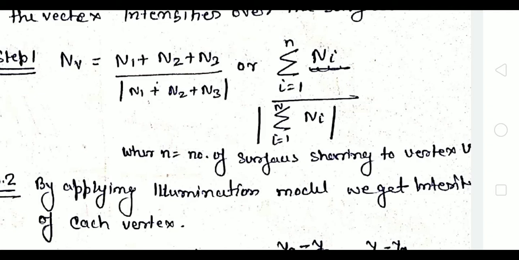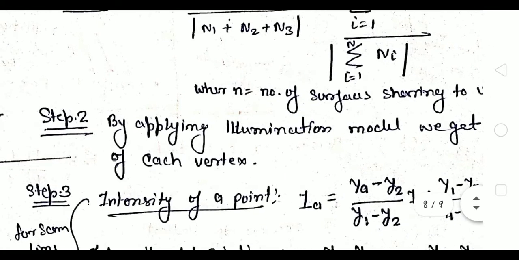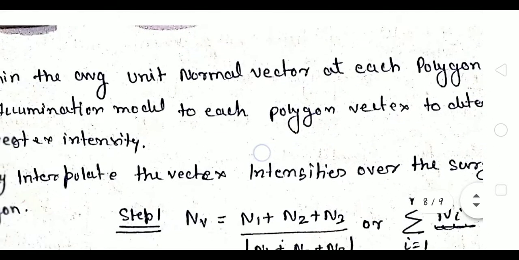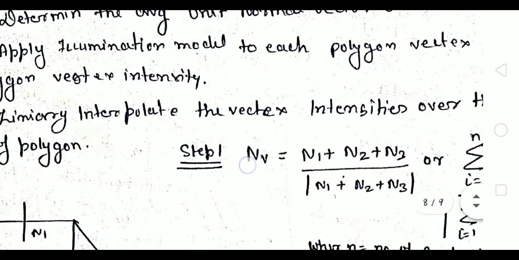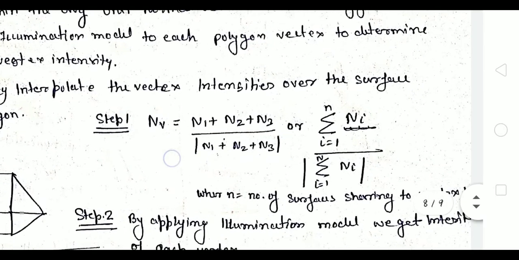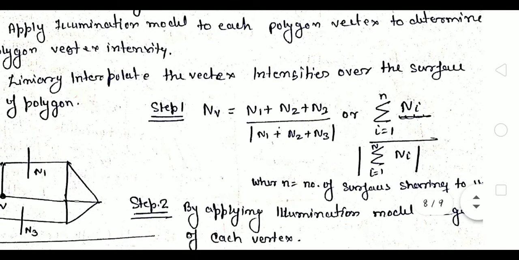Now we come to the second step. In the second step you apply the illumination model and get the intensity of every vertex. From this you can understand that you can use any illumination model. After getting the intensity of each vertex, you go to the third step. In the third step, you linearly interpolate the vertex intensities over the surface of the polygon.